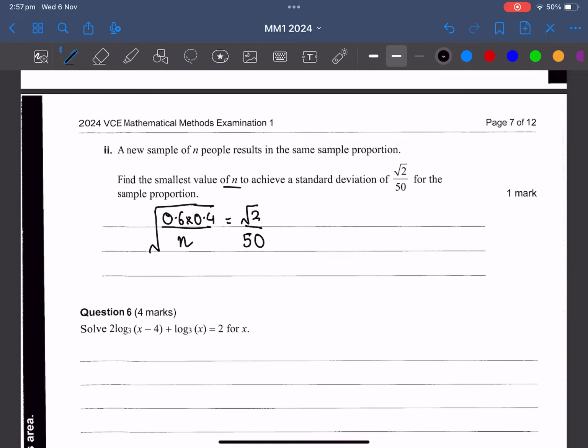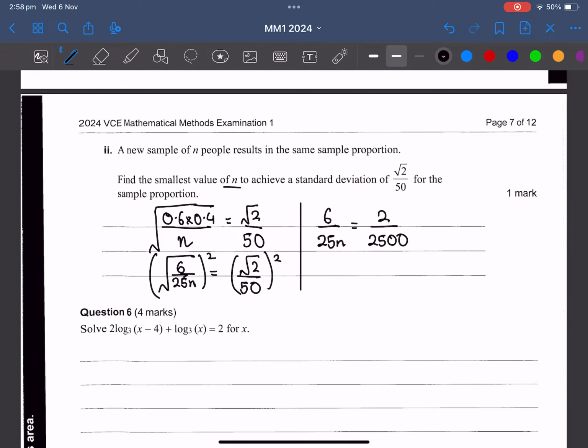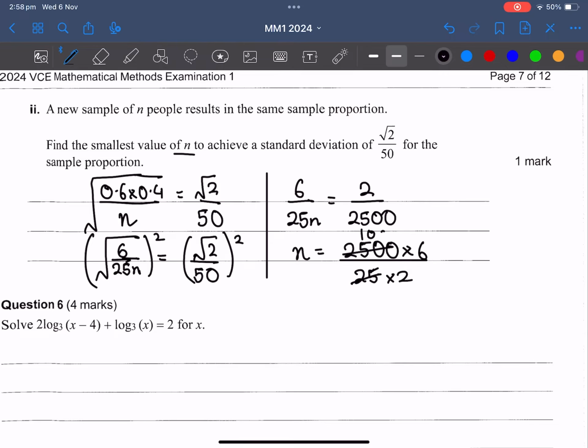So in that case, I'm going to simplify this. So 6 on 25n is equal to root 2 on 50, and then I'm going to square both sides. So 6 on 25n is equal to 2 on 2500. So n is going to be 2500 times 6 divided by 25 on 2. So this will give us 100. This will cancel out for 50. So n is going to be 50 times 6, which is 300. There you go.